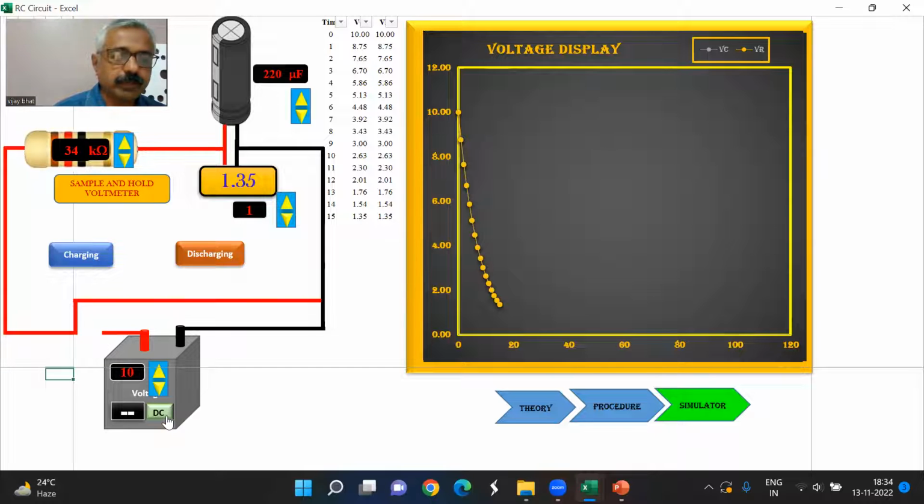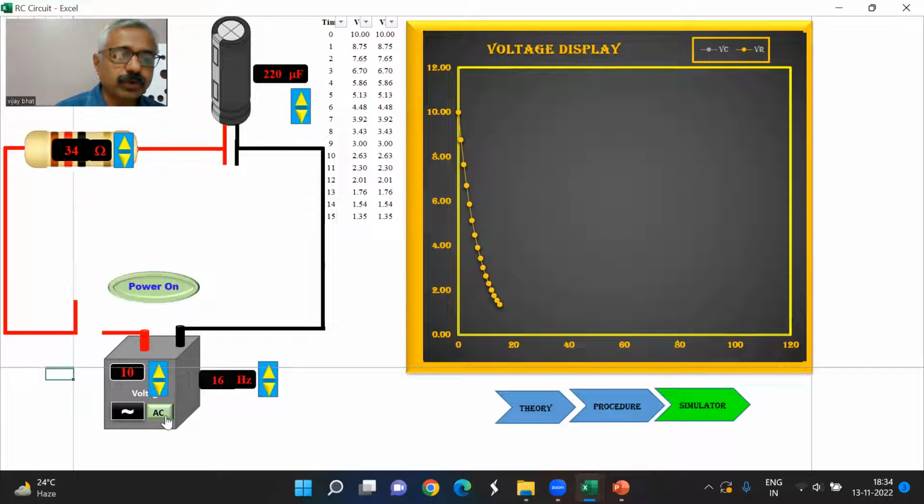Now if I press this button and go to the AC circuit, this panel is somewhat different compared to the earlier one. The sample and hold voltmeter is not kept here because it is not needed. And now here we can see instead of charging and discharging, there is one tab, that is the power on, because there is nothing like charging and discharging if the power supply is AC. And here is the frequency. So now we can change this frequency. I'm decreasing this frequency and keeping it somewhere around 10 hertz. 10 hertz frequency, AC voltage, and now the power is on.